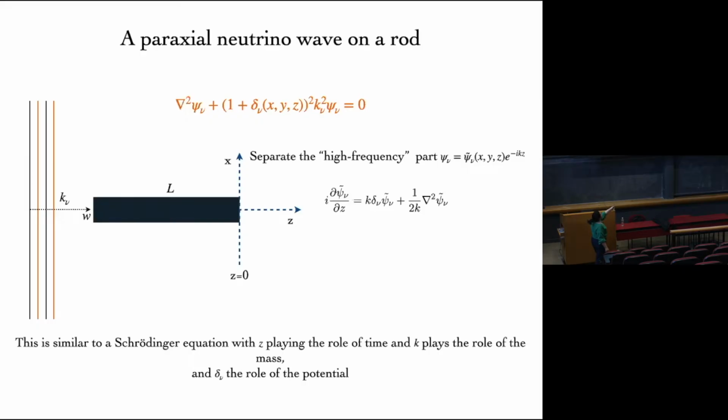And what you see, guys, is something interesting. This still looks like a Schrödinger equation. But now z, the direction of propagation, plays the role of time, and k plays the role of the mass. And now this k delta nu is like the potential. And now you can understand the Schrödinger equation in its dual role, like a dispersion equation.